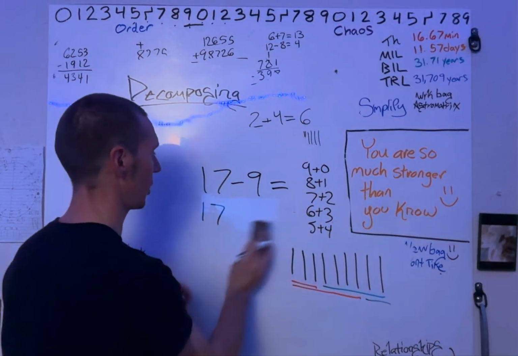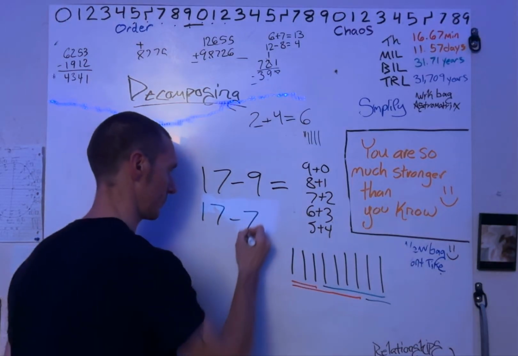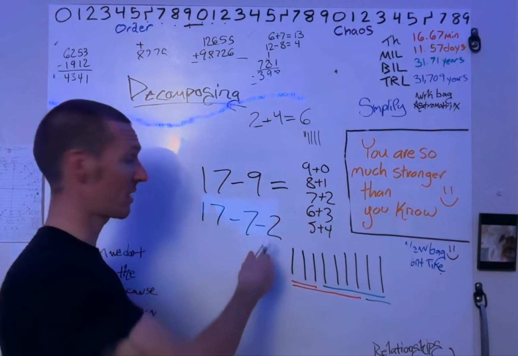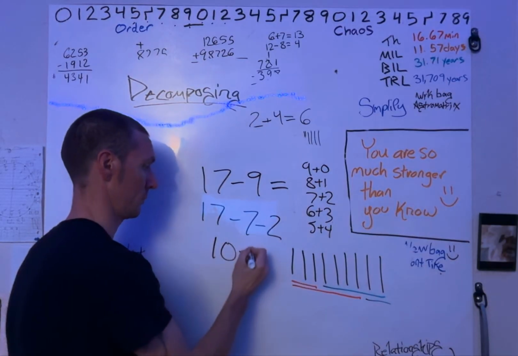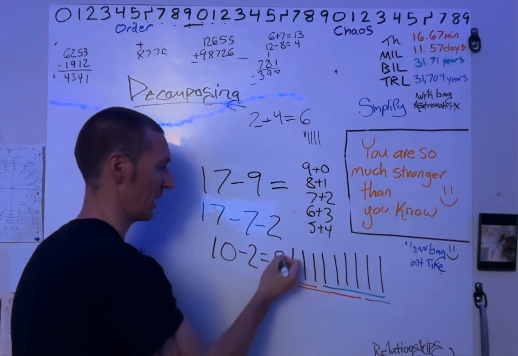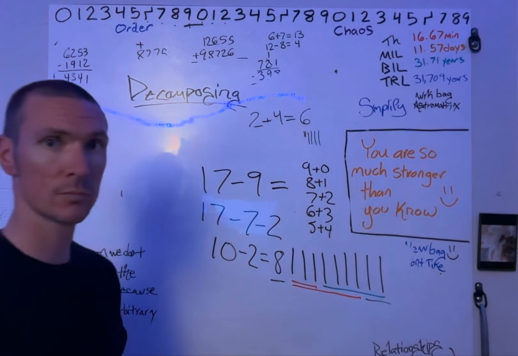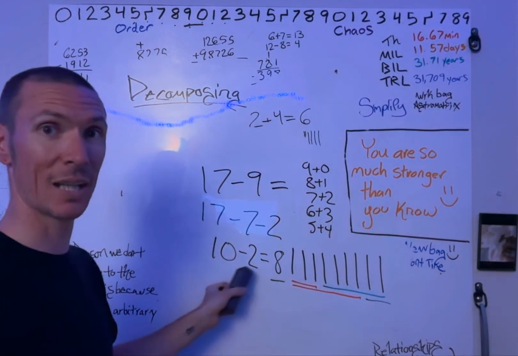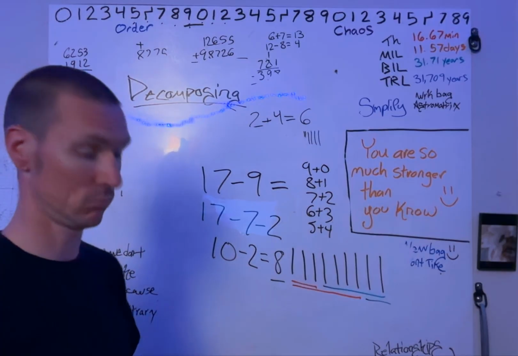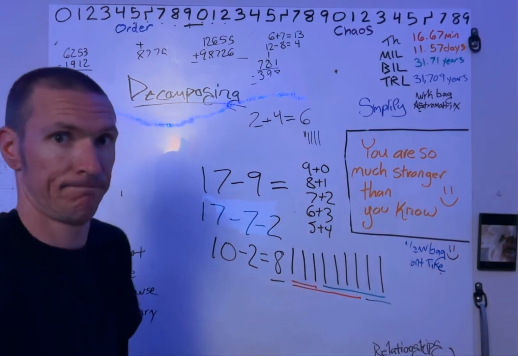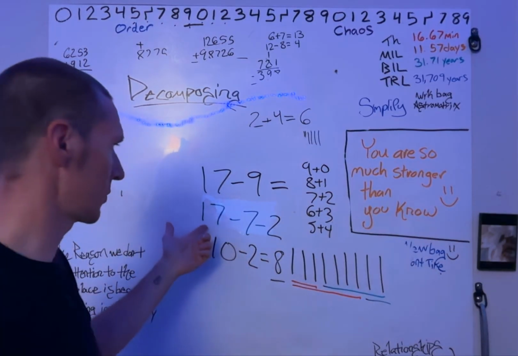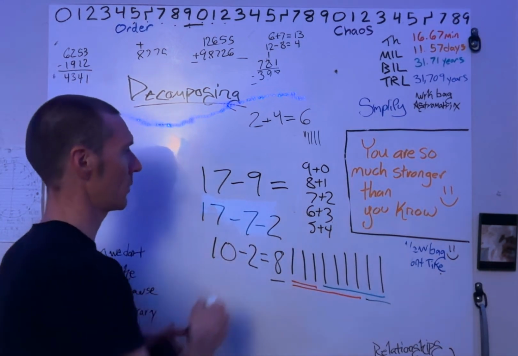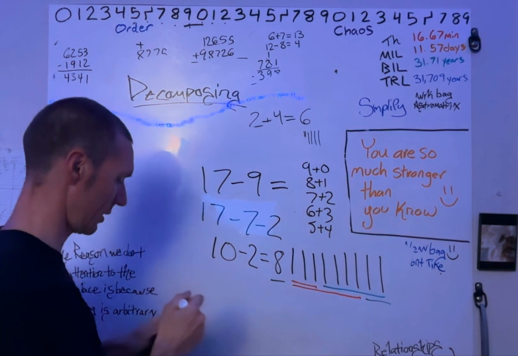I'll write this a bit bigger. Okay. 17 minus 7 is 10. Minus 2 is 8. 17 minus 9 is actually 10 minus 2. That's it. You take, when you have anything in the tens place.